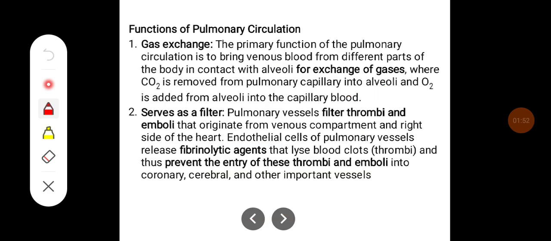The functions of pulmonary circulation. It's important for gas exchange. The primary function of the pulmonary circulation is to bring venous blood from different parts of the body in contact with alveoli for exchange of gases, where carbon dioxide is removed from pulmonary capillary into alveoli and oxygen is added from alveoli into the capillary blood.